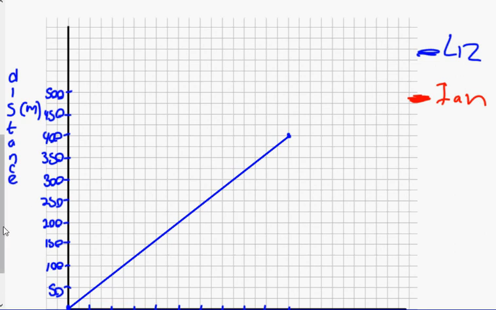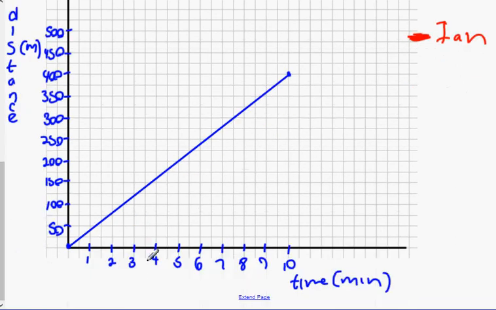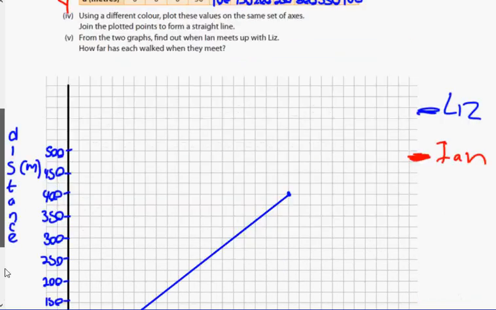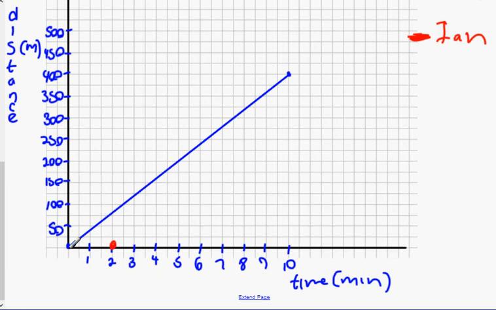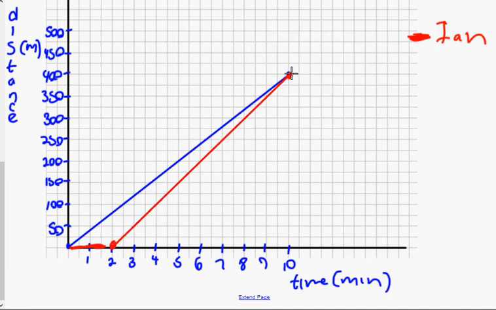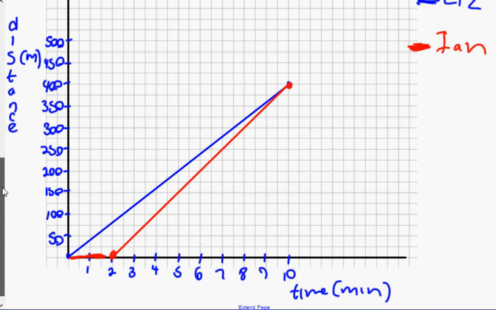Liz and Ian. Okay? Now, where does Ian start, lads? He's 2 minutes in, isn't he? And what's his value? 2 minutes in, and he's at 0. So Ian hasn't moved at the start, has he? He's the red line. And where is he after 10 minutes? He's here. Okay, so then Ian is going to be up here. You can see they both hit there. Any questions on this thus far?